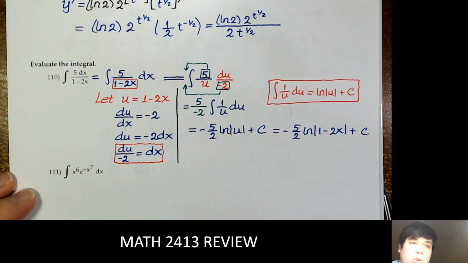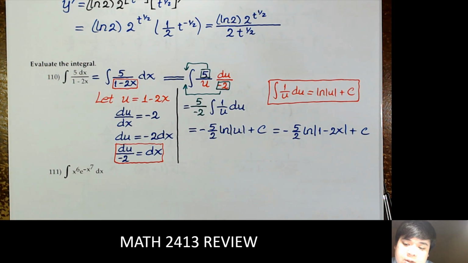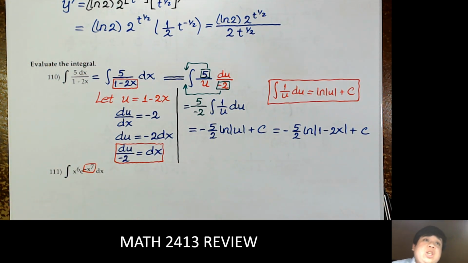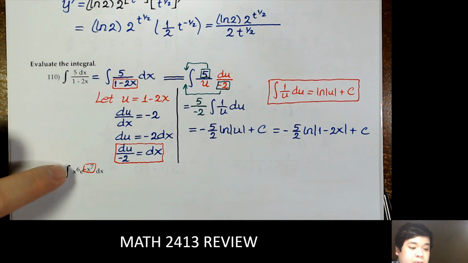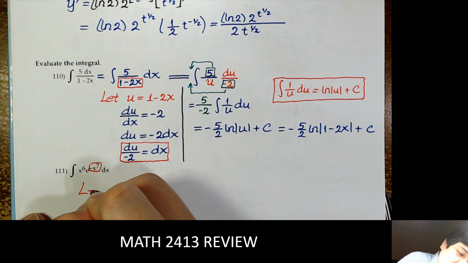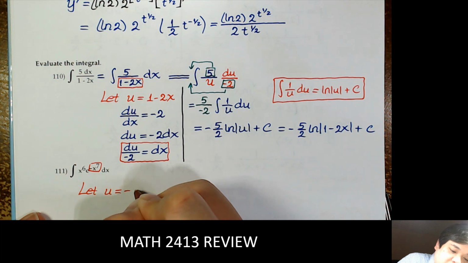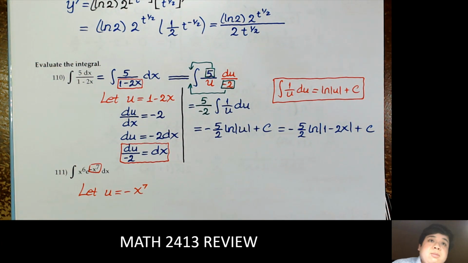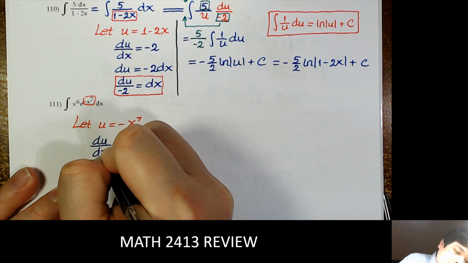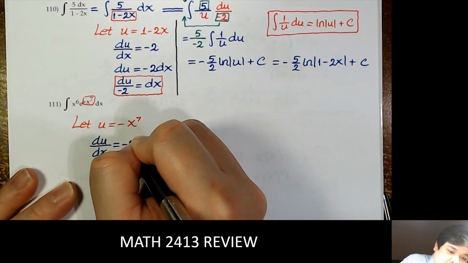The next one, we'll also use substitution. First, let u equal to the exponent here, because when we let u equal to that, the derivative is negative 7x to the 6, which cancels nicely with this x to the 6 here. So let u be negative x to the 7 power. Then take the derivative. Negative 7 x to the 6, multiply the x, and then divide by that.